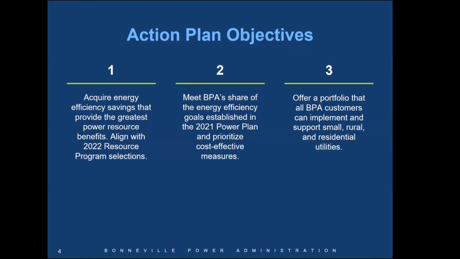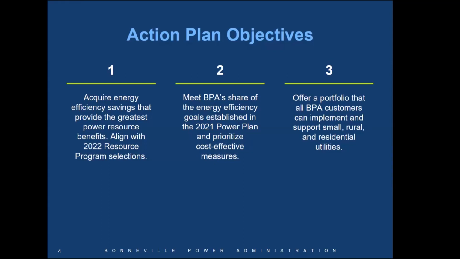The resource program is BPA's own look at its needs and generation capabilities, and we look to see what the resource program selected. Many of you have heard us talk about the resource program, and you know that it's not one answer, it's many. So the resource program actually spits out 40 different portfolios from lowest cost to lowest risk. And when I talk about alignment with the resource program, I mean the first portfolio, which is the least cost portfolio. We also knew that we needed to meet BPA's share of the goals established in the 2021 Power Plan and prioritize cost-effective measures.